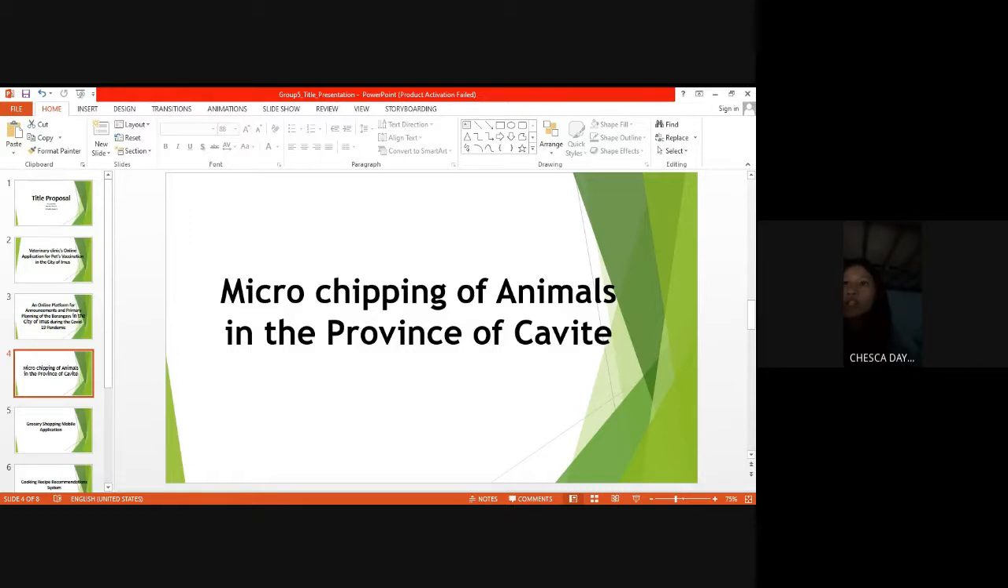RFID technology is not a replacement for barcode. It is a complement for distant readings of codes. This technology automatically identifies an animal. A PIT tag is an implantable transponder used for unique identification of animals. Microchipping in the province of Cavite is not that well known. That's why we want to talk about it.